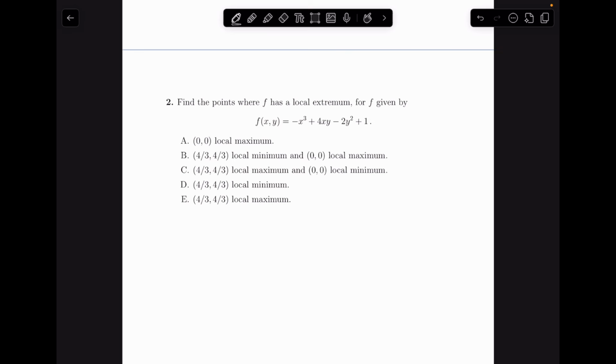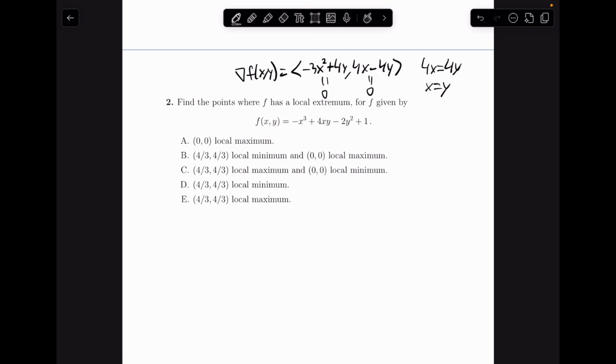And first, let's find the gradient of f and set each of those components equal to 0 to find the critical points. So the gradient of f is going to be negative 3x squared plus 4y, and 4x minus 4y. Okay. So remember, set these both equal to 0 to find those critical points. And this one right here is a little bit nicer because we really just have 4x equals 4y. So x equals y.